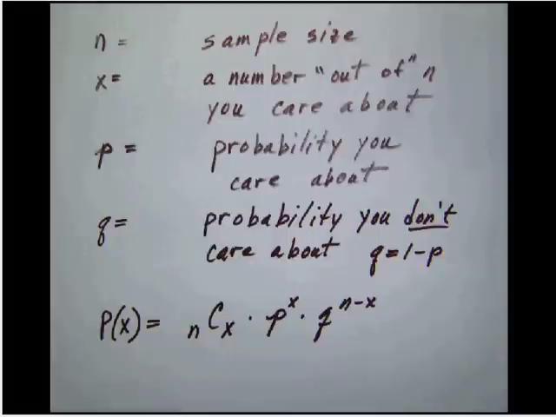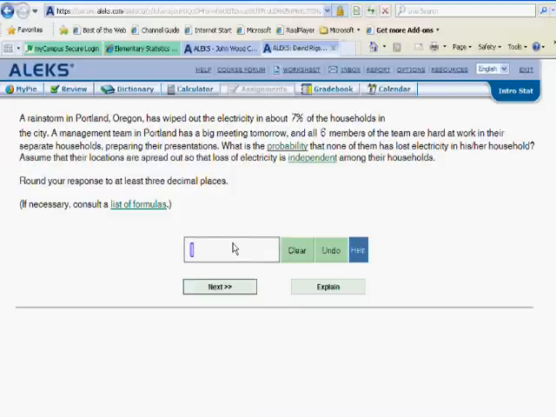Now back to our problem to identify our pieces. Now notice here that the electricity has wiped out the electricity in about 7% of the households. This number here is either P or Q. We have to watch it though, because when they give this percentage, this probability, it may be what we care about and it may not be. Sometimes ALEKS does it one way, sometimes another. So in this case, the 7% is the percent of households where electricity is wiped out. Notice that in our problem down below, it asks for the probability that none of them has lost electricity. So losing electricity and having one's electricity wiped out is the same thing. And so this 7%, or 0.07 expressed as a decimal, is P, the probability that we care about.